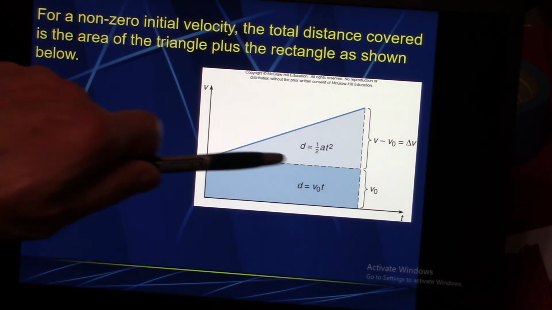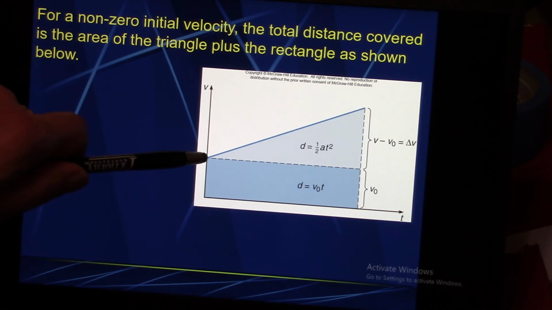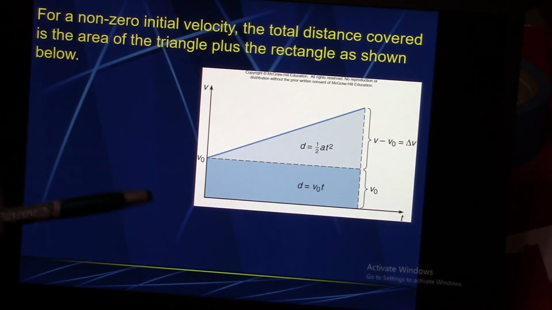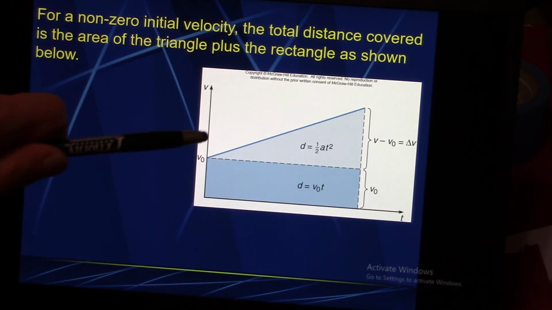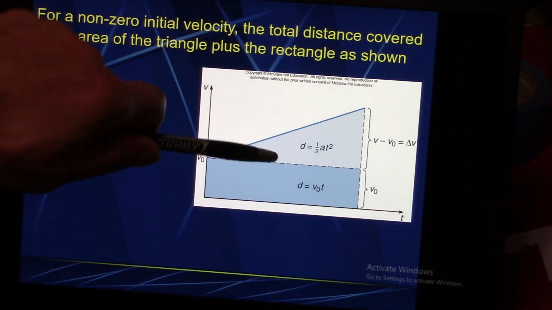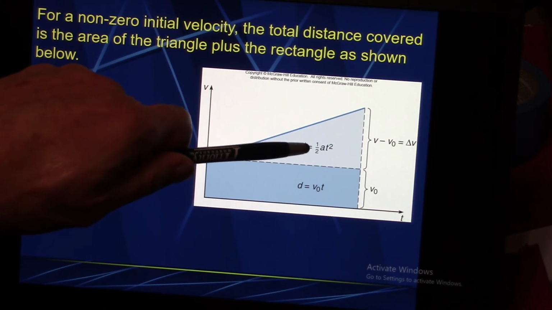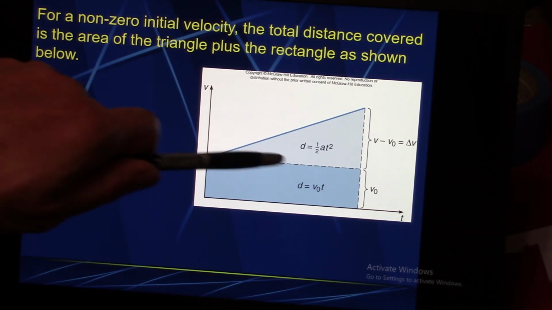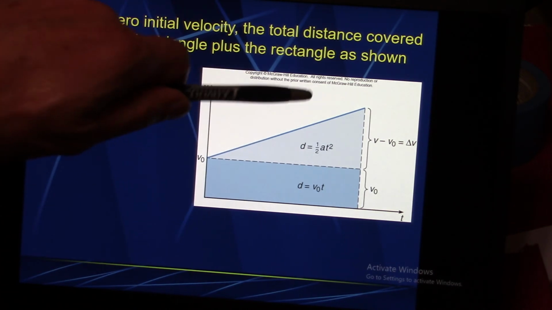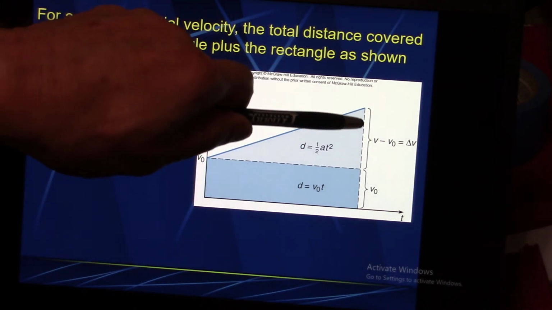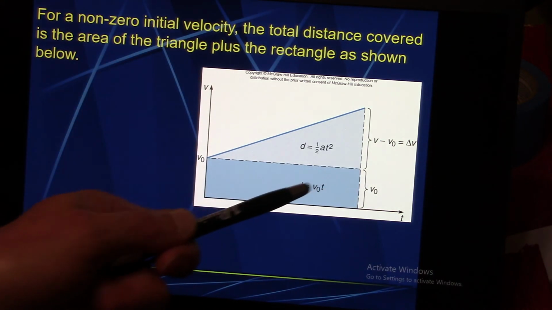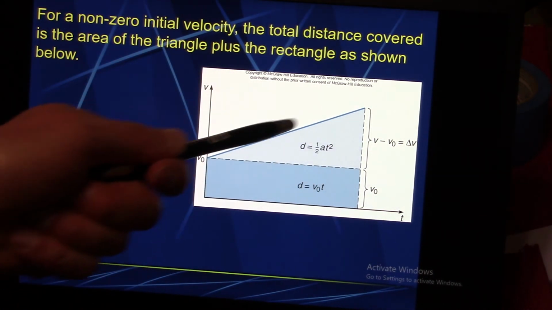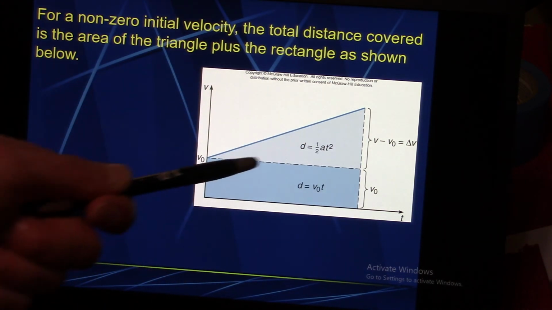And now here, if you accelerated, so here your velocity is changing over time. It's increasing uniformly. Well, this triangle, right, what's the area of a triangle? It's 1/2 rise over run. Well, 1/2 of your v minus v0, so that's this portion here, right? And this is that triangle, so it's 1/2 AT squared.